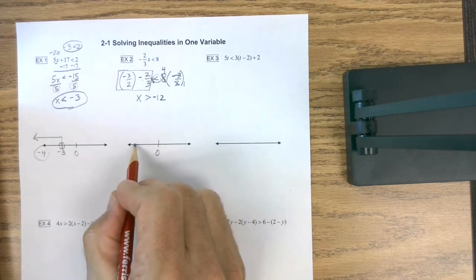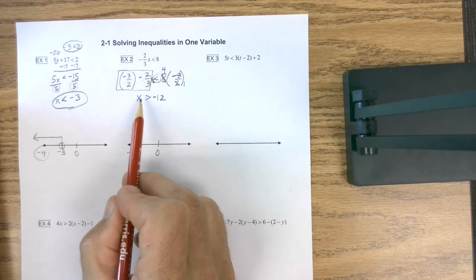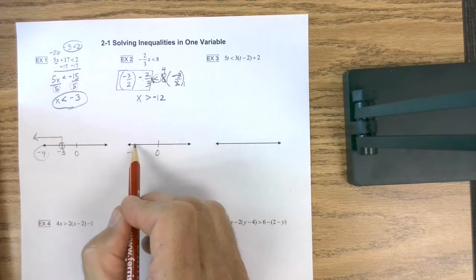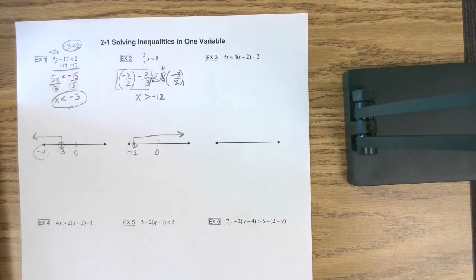Make this little picture. 0, -12's got to be way down here somewhere. Read from the letter to the stuff. X is greater than -12, so it's going to go here, up, and greater than, heading in the positive direction. It's greater than -12. Like -12 degrees, what's warmer? -11, -10, anyways, you get the idea?